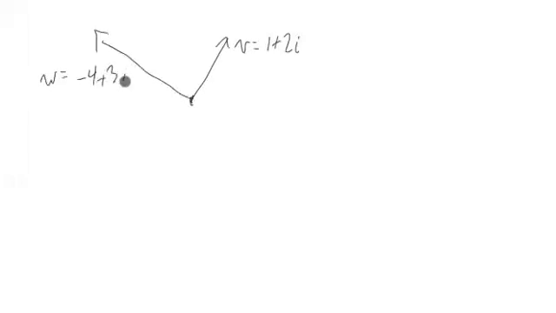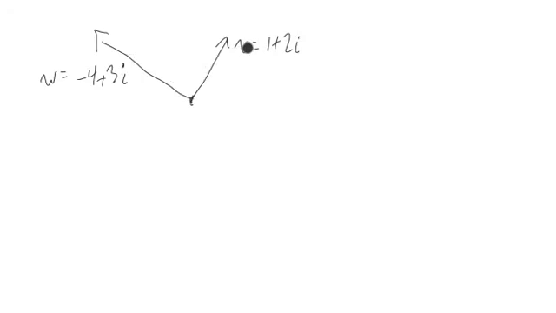Let's look at an example of finding the components of one vector along another one using complex multiplication. Let's suppose that we have a complex number, v is equal to 1 plus 2i. Suppose that we have another one, roughly somewhere over here. w is equal to negative 4 plus 3i, say.